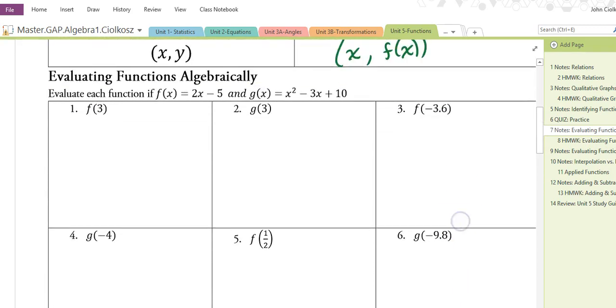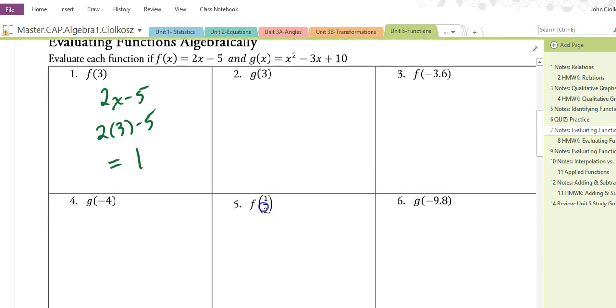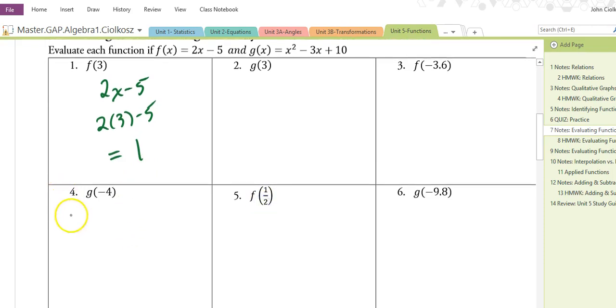So, let's see here. F of 3. Let's take f. That's 2x minus 5. And this says plug in 3. Calculator. My answer is 1. Let's try g of negative 4. Well, here's g. I'm getting that from up here, just like I got f. Key idea here, whenever you plug in a number, put parentheses around it.